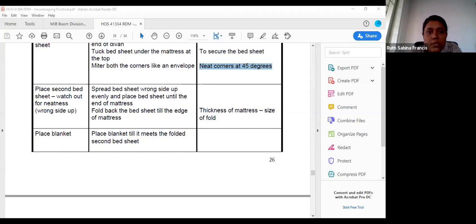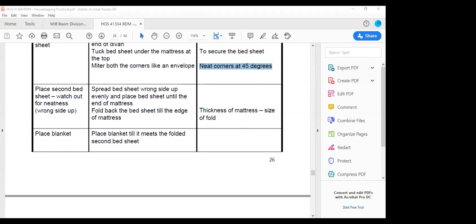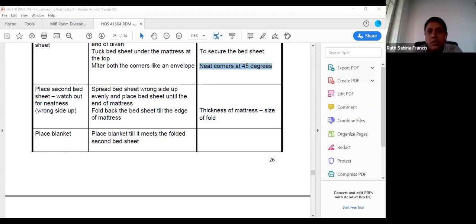Okay, let me see where is my bed making task. If I have the picture wise presentation, then I will just share.